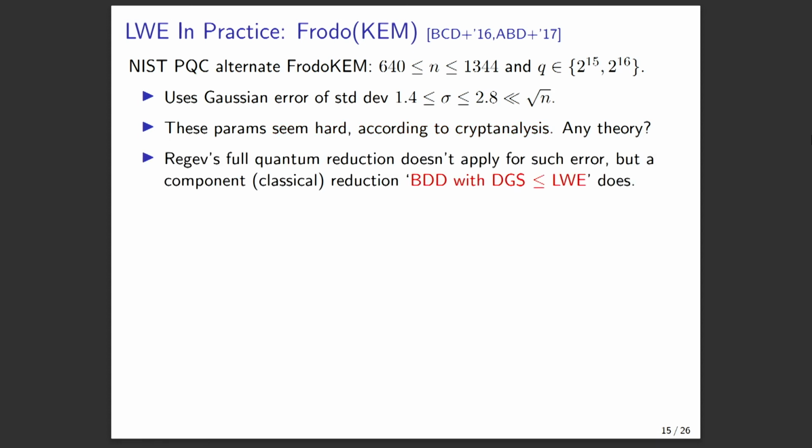So in fact, they don't actually violate the proofs in a certain sense. If you inspect the proof and dig into it, Regev's full quantum reduction does not apply, but a component of it does apply if you reverse engineer the problem to fit these parameters. So what you can show is that there's a reduction from bounded distance decoding with discrete Gaussian samples to LWE, even for these more aggressive parameters.